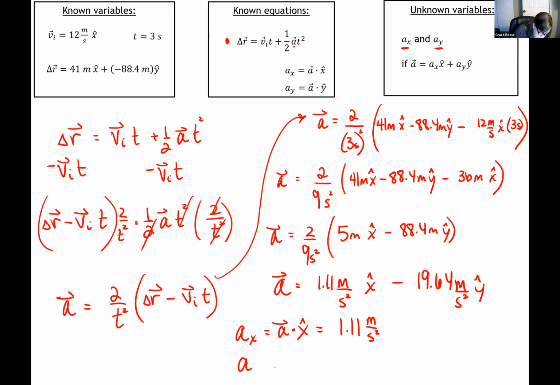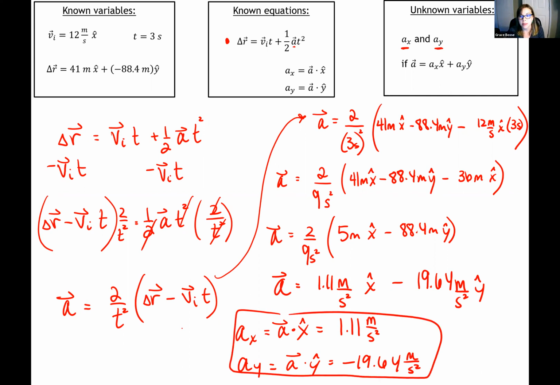Now the scalar component in the y direction. Likewise, go back to your expression for a, the vector for a, and dot it with y hat. x dot y is 0, y dot y is 1, and so the y component is going to be negative 19.64 meters per second squared. All right, and that is our final answer. For this particular problem, we have the scalar components of the acceleration of that ball as it falls to the ground.